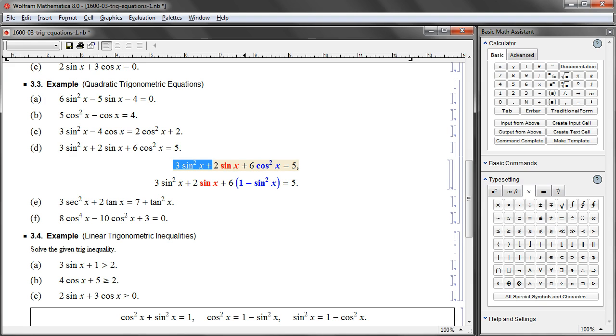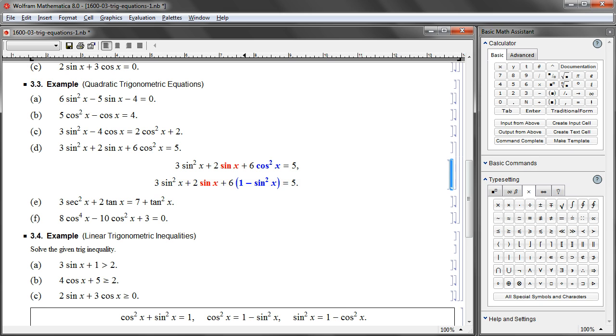So sine squared, that's okay. So this one is okay. Cosine squared, this needs some work. This cosine squared is the same as 1 minus sine squared. And we are in business. Everything is now sine. Sine squared, sine, another sine squared. This is a quadratic equation of a sine function.